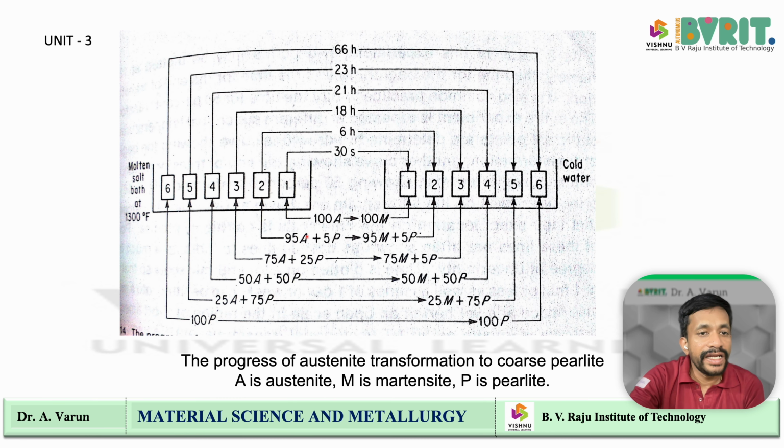Similarly, at 18 hours, it will be 75% austenite, 25% pearlite. So 75% martensite will be formed, and the 25% pearlite will remain the same. And after, let's say, 21 hours, it is 50% austenite, 50% pearlite, so 50% martensite and 50% pearlite. And finally, at 66 hours, you can see complete pearlite has formed. After forming complete pearlite, it will remain 100% pearlite even if you cool it to room temperature.